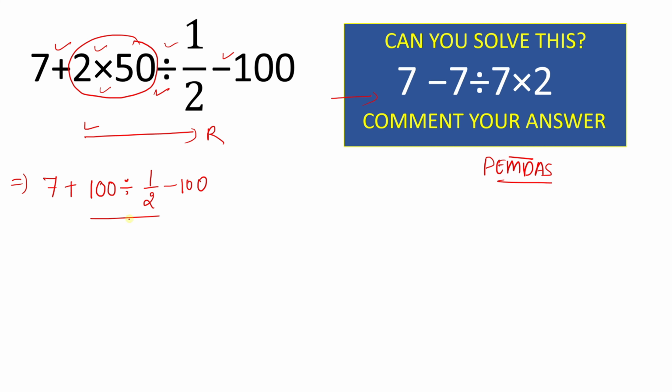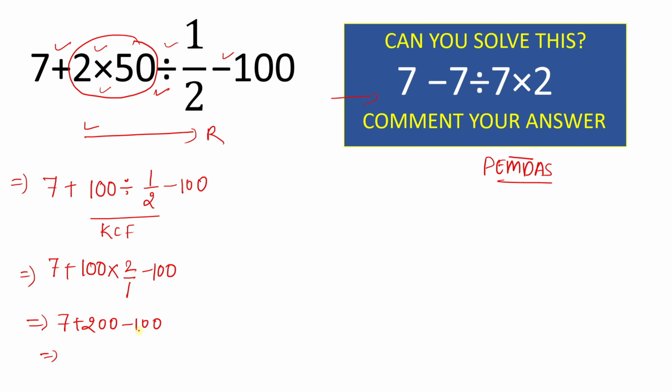And when we solve this, we will better use the KCF rule here. KCF stands for keep, change, flip. 100 will be written as it is, this division will be changed to multiplication, and we will flip this 1 by 2 into 2 times 1 minus 100. Now 7 plus 100 times 2 will give the result 200 minus 100.